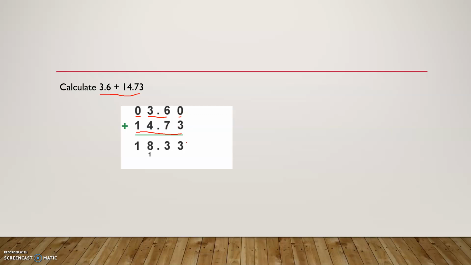So now if we do the operation, 0 add 3 would be 3, 7 add 6 would be 13. So we put 3, carry 1 to the next number, then 3 plus 4 would be 7, and if you add the carried number, that would be 8, and 0 and 1 is 1. Yeah, so that's how we do addition in terms of decimal numbers.